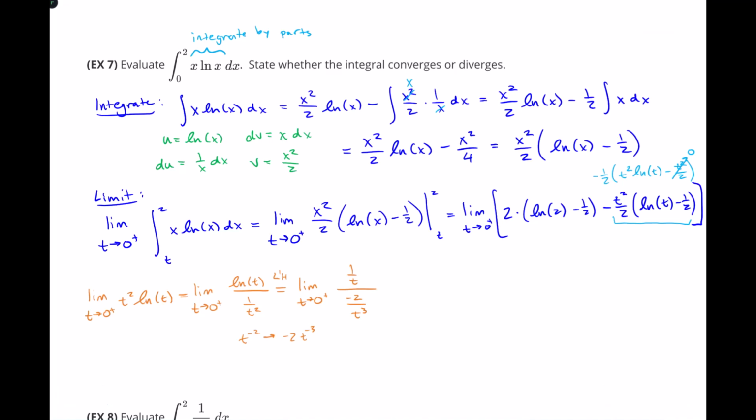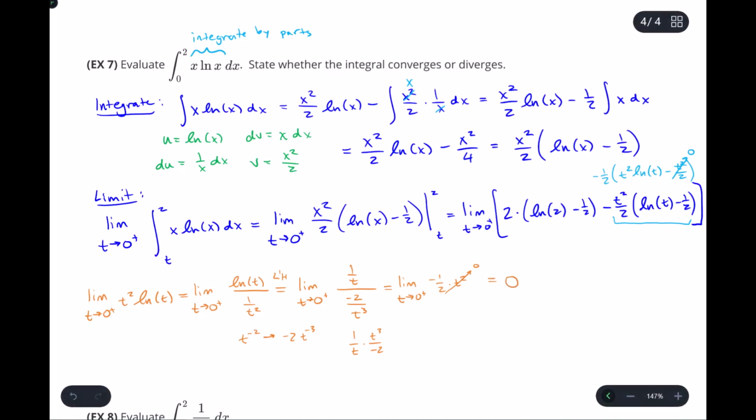Now, let's see if we can evaluate this limit. So, rewriting, this would be the limit as t goes to 0 from the right, and effectively changing this so it's 1 over t times t cubed over negative 2. That's going to make this negative 1/2 times t squared, which as t goes to 0, will ultimately all go to 0. So that limit goes to 0, which means this whole term over here is going to 0.